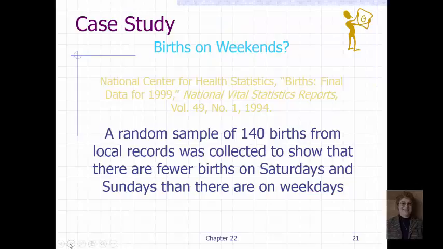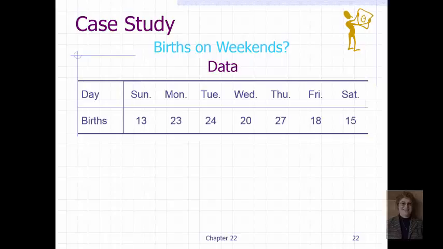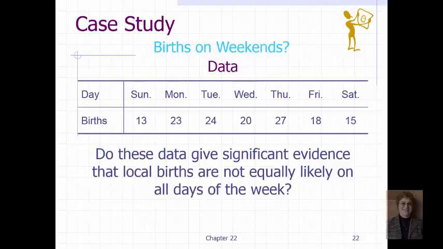Here's an example. A random sample of 140 births from local records was collected to show that there are fewer births on Saturdays and Sundays than there are on weekdays. So let's think about what we have. Here we have our data, and you have the number of births on given days of the week. Do these data give significant evidence that local births are not equally likely on all days of the week?